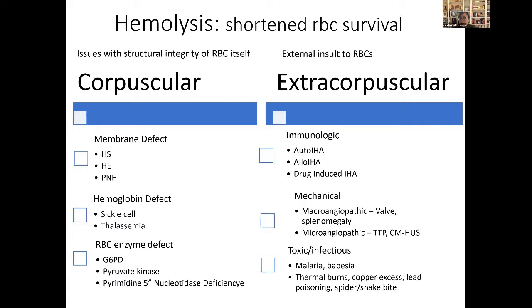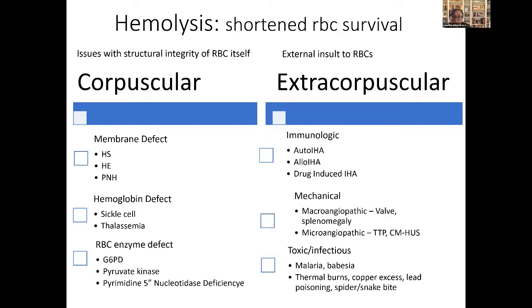From the immunologic mechanisms, we have autoimmune hemolytic anemia, which is where the antibodies are directed against self-antigens. We have alloimmune hemolytic anemia, for example, delayed hemolytic transfusion reaction. This is the case where the antibodies are directed against somebody else's red cell antigens, which are foreign. Or we have drug-induced hemolytic anemia. And there are a couple of different mechanisms of hemolysis, which we'll probably touch upon a little bit later.